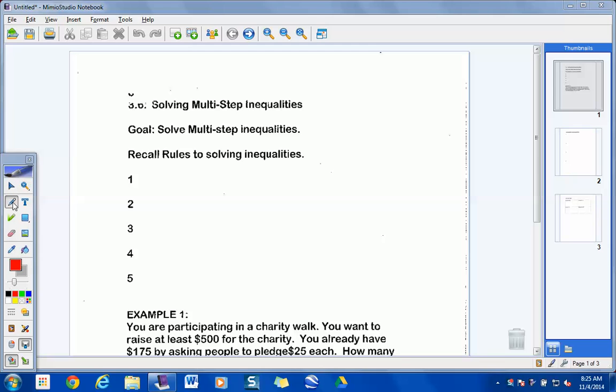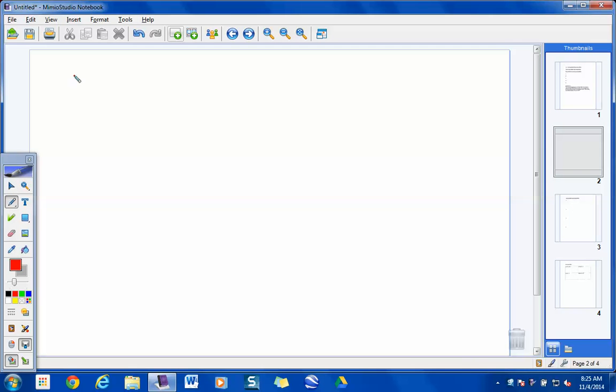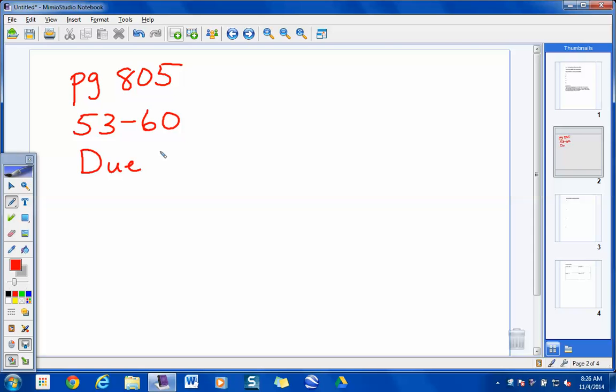So write this down for me real quickly, gang. Be on page 805. And I'm going to ask you to do problems 53 through 60. 53 through 60? Yep, 53 through 60. And let's go do, let's see, what is today? Tuesday. So let's go do Thursday with this, all right? So I think that's 8 problems.